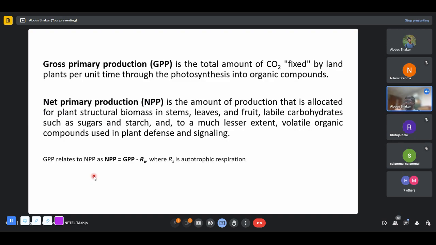So how do we calculate net primary productivity? It is basically gross primary productivity minus respiration, because it has lost some of that productivity towards respiration. So you can simply calculate it if you have the respiration and gross primary productivity values. So what is the thing that is net present in the plant? You can calculate it using a very simple formula.